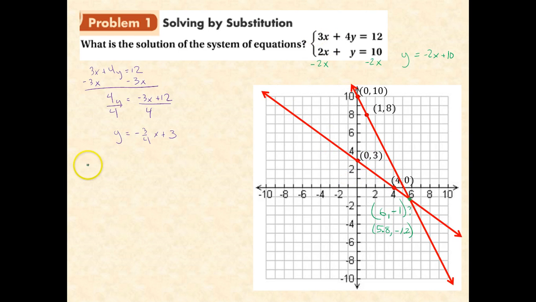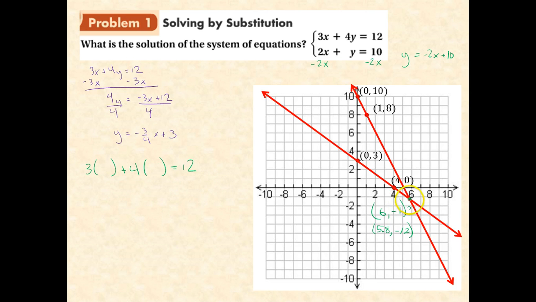So if I was to plug into 3 times x plus 4 times y equals 12, if I did 6 and negative 1, 3 times 6 is 18. 4 times negative 1 is negative 4. 18 minus 4 is 14. Nope, that's not it. That's not it at all.